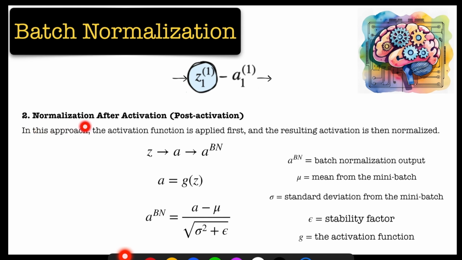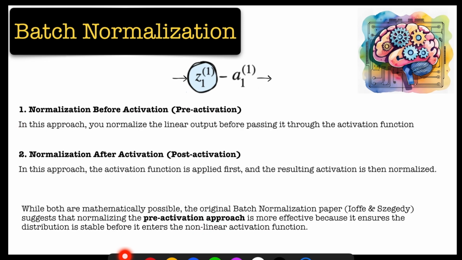The next approach is normalization after activation. In this approach, the activation function is applied first and the resulting activation is then normalized. From Z we get A, the activation output, where A equals g of Z, and then we apply the standardization to that to get the batch normalization output.